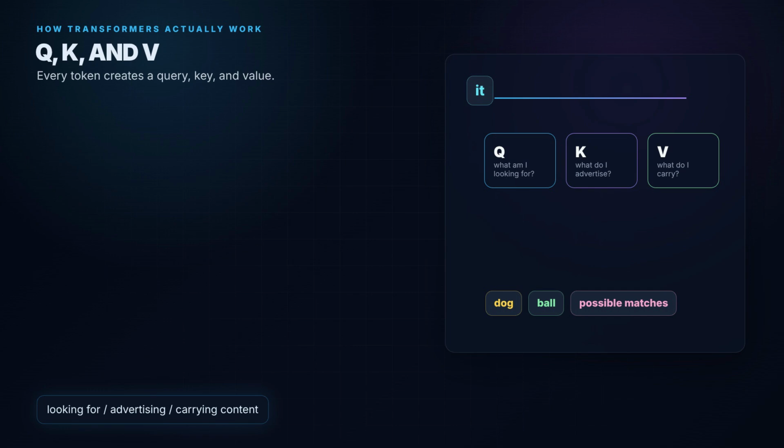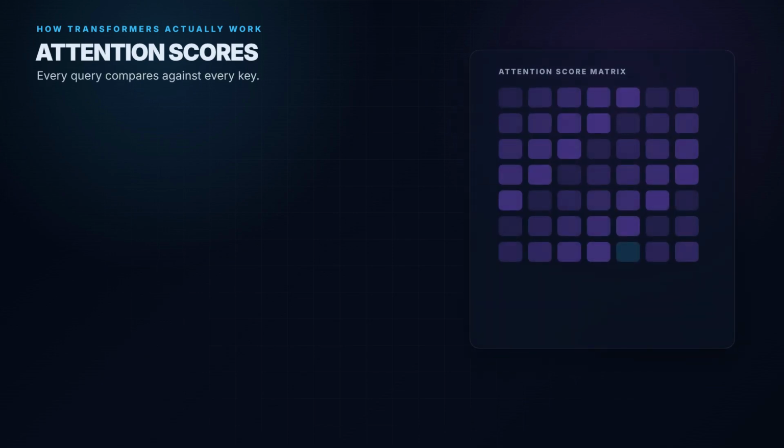Now every query is compared with every key. This creates an attention score matrix, token by token, row by row. For it, the model asks, how well does my query match each key? Maybe ball gets a high score. Maybe dog gets a lower score. Filler words get almost none.